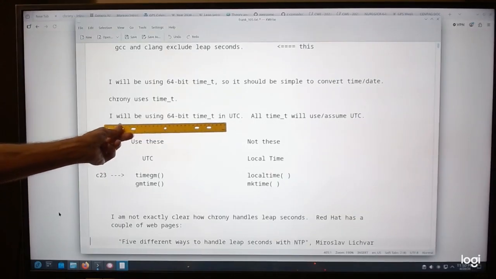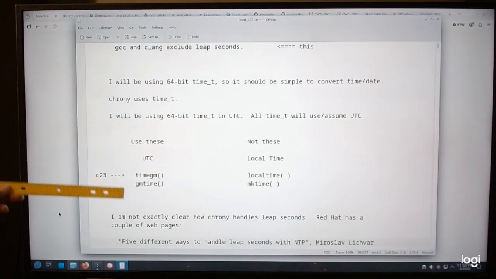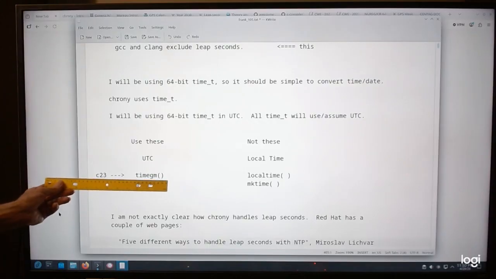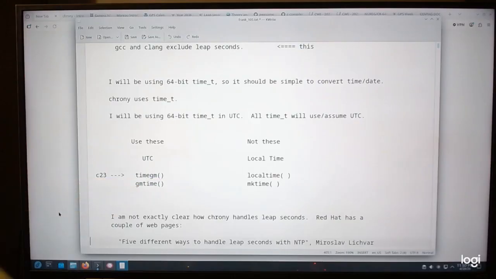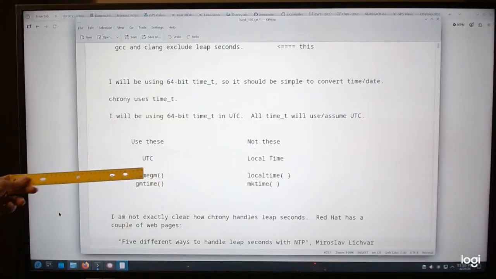I will be using the 64-bit time_t and UTC, and these are the C functions that I'll be using: timegm and gmtime. Now, timegm is a new function in C, in the C23 standard. These are for UTC, and these other functions in C are for local time. I'll be using timegm and gmtime.